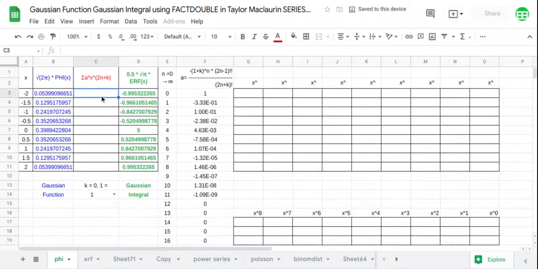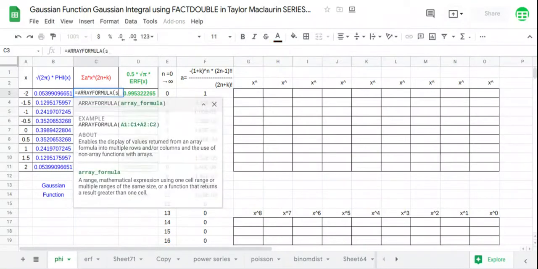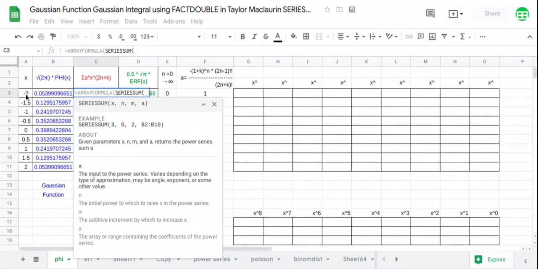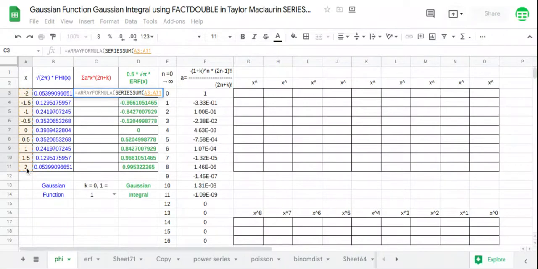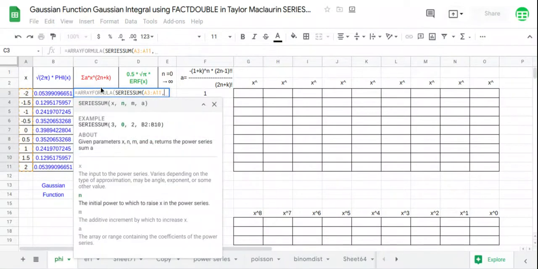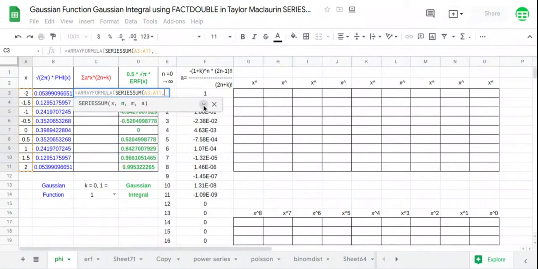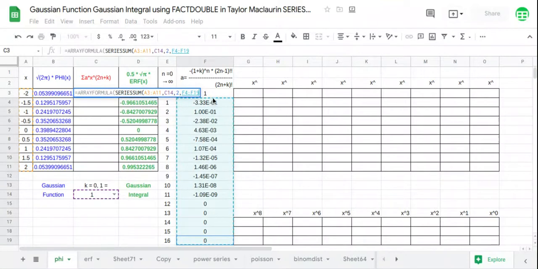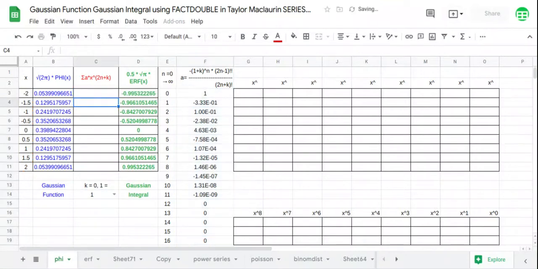Now we continue with the Taylor-Maclaurin series sum. Expansion of both. So our formula, series sum of the x values raised to the power 2n plus k. 2n plus k starts from k, incremented by 2n. So 2n is 2, 4, 6, 8, so the increment is 2. And the coefficient, it will be this range, the a values.